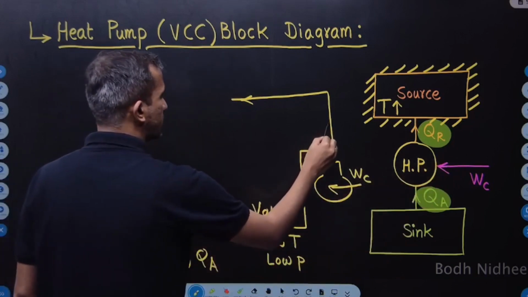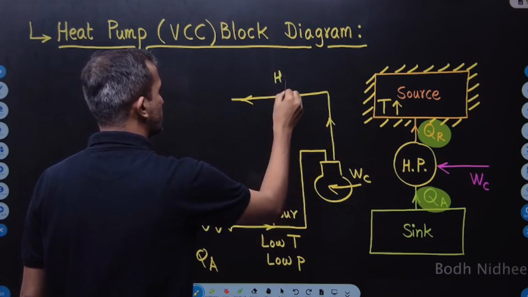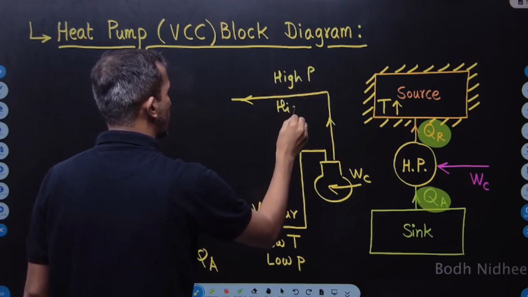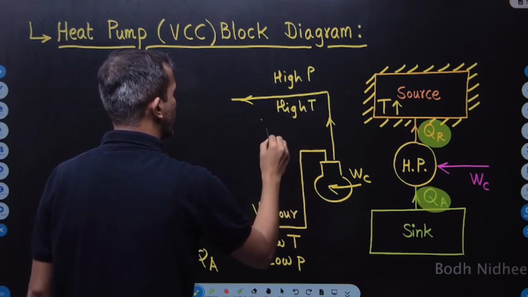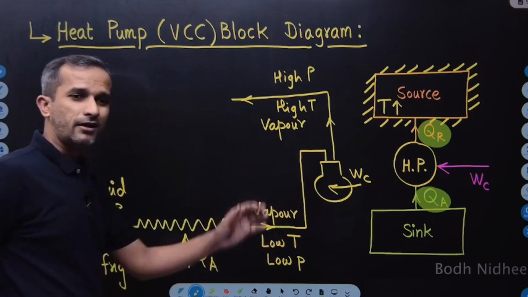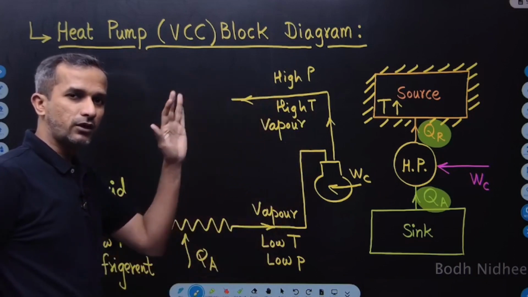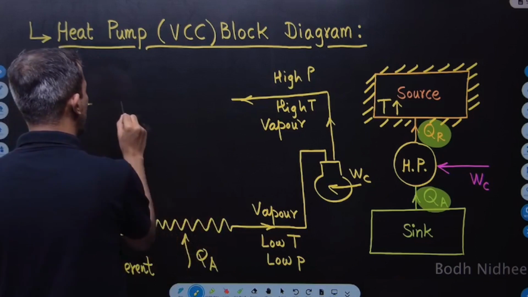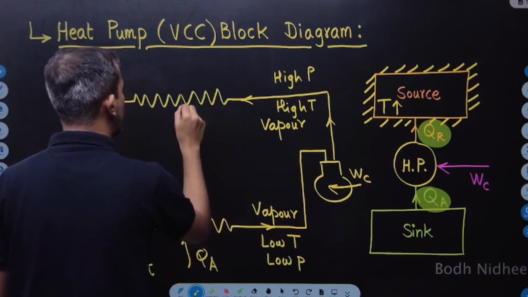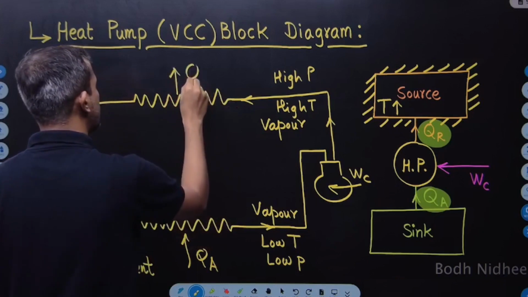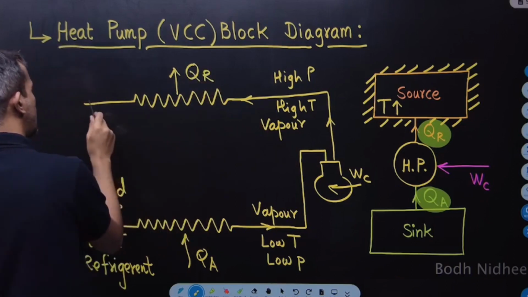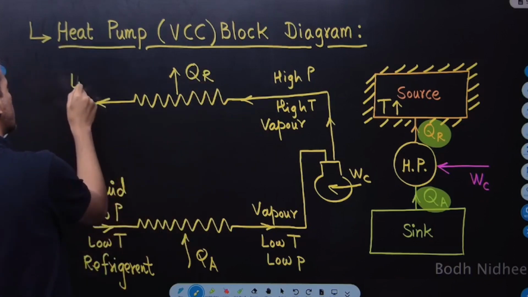So I'll supply that high pressure, high temperature vapor, because compressor will increase the temperature and pressure of that vapor. Now that vapor I'll supply to the condenser coil. That is my objective now. Here the coil will reject the heat to the space I want to heat. So this heat is now rejected by the coil, and the vapor will get converted into liquid.